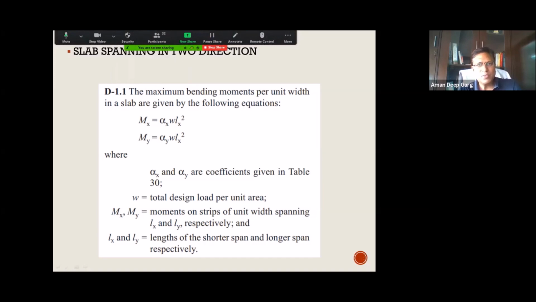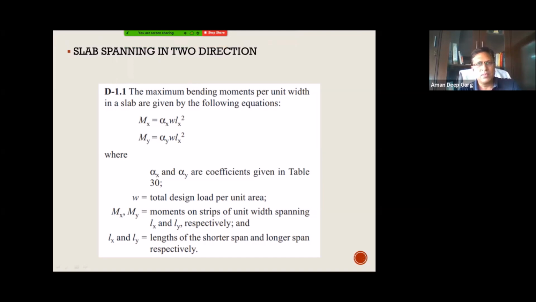But as your ratio goes on increasing, suppose your ratio reaches 1.5, one is 3 meter, one is 4.5 meter, then there will be a significant difference between the moments taken by the directions. The smaller span would take quite a high value of moment, and the larger span would be free to move more, so it will be taking very little bending moment.